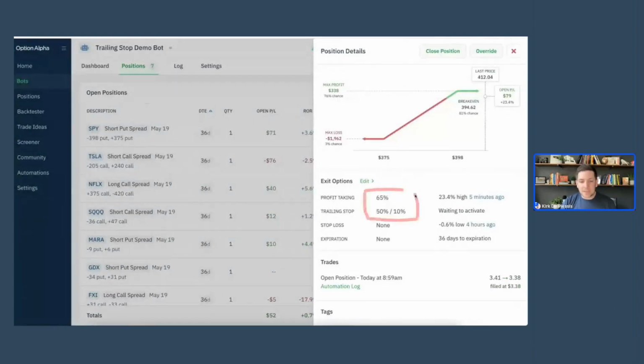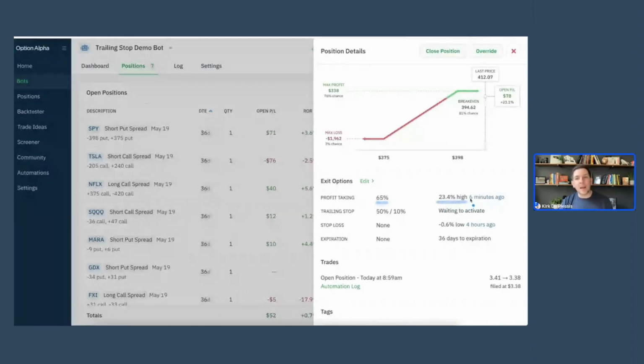And then you start to see some information here on the current values of those exit options you're looking at. Notice here on the right-hand side, your profit taking is when the position reaches 65% of credit. Well, right now, the highest point it's ever reached is 23.4%, which was 6 minutes ago.